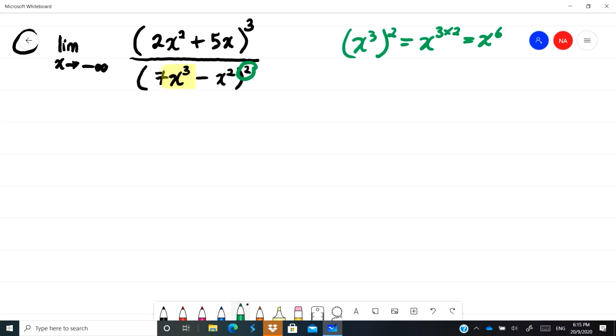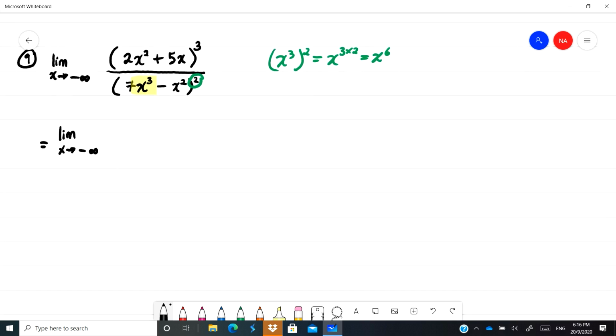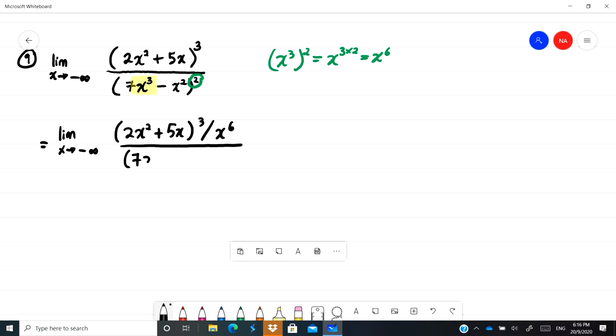So we're going to divide each term by x^6. But be careful, you must have a strategy for answering this question. Firstly, I'm going to write that we are going to divide each numerator and denominator by x^6. So 5x^3 over x^6 for the numerator, and the denominator is (7x^3 − x^2)^2 over x^6.